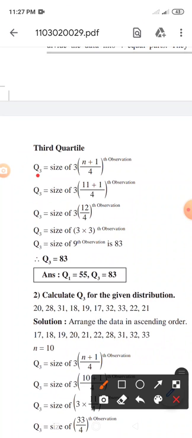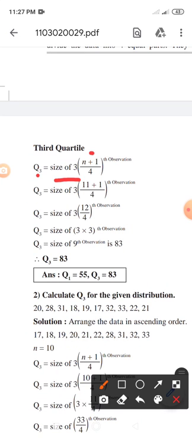Q3 is equal to size of 3. Why 3 here? Because we are calculating the third quartile, that's why we write 3, into bracket n plus 1. N stands for number of observations or total of frequency. N plus 1 upon 4. Why 4? Because quartile divides data into 4 equal parts.